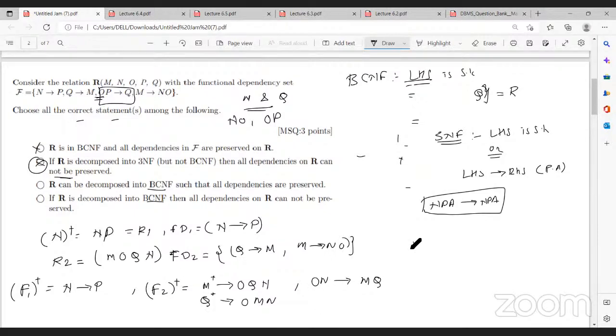Now, if I do F1 plus union F2 plus equals F plus, now from F plus, will I get OP determine Q? Let us take the closure of OP. So, no, I will not get Q, right? I will get only OP. So this my functional dependency is not preserved. So my answer will be option D. R is decomposed into BCNF, then all the dependencies on R cannot be preserved.